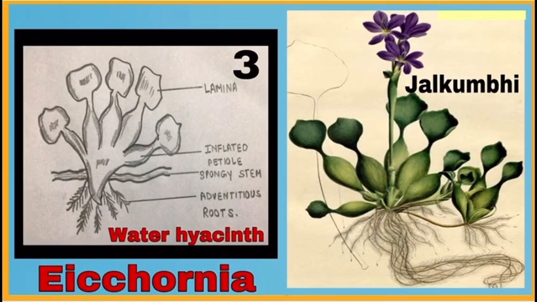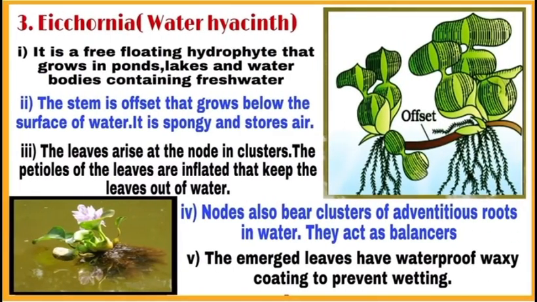Third aquatic plant is Eicchornia, also called water hyacinth or jal kumbhi. Its characteristic features are: it is a free floating hydrophyte that grows in ponds, lakes and water bodies containing fresh water. Stem is offset that grows below the surface of water. See the picture. Actually, offset is a shorter and thicker branch where each node bears a tuft of rosette-shaped leaves. Stem is spongy and it stores air.